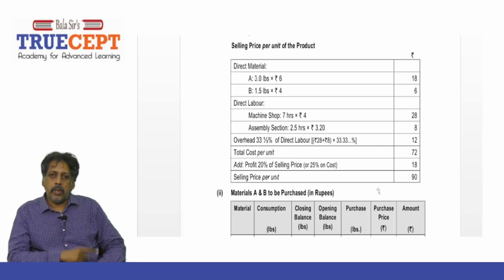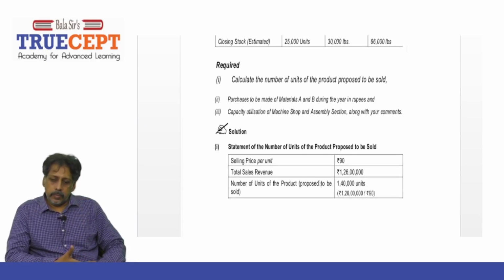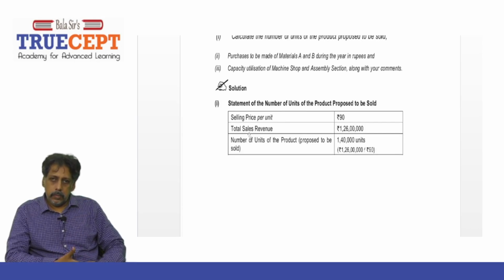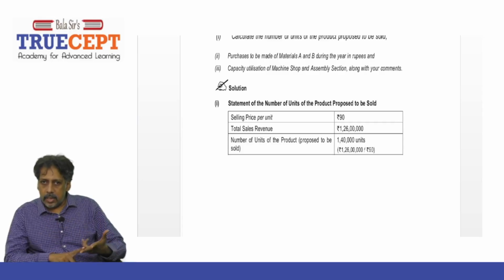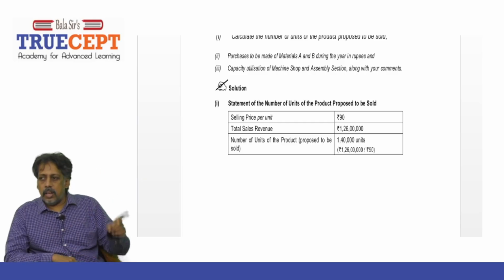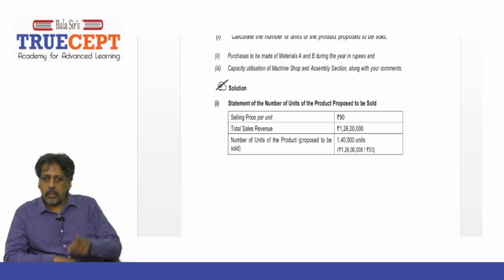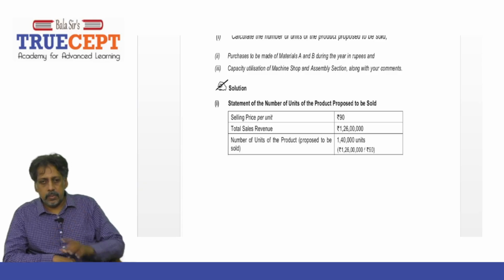90 rupees a unit. Now she will read that part. So selling price per unit is 90 rupees. Total sales revenue is 126 lakh. Therefore, the number of units of product proposed to be sold is 1,40,000 units. That is, divide rupees 1 crore and 26 lakh, nothing but the 126 lakh, by rupees 90 per unit selling price, and that will give you the number of units to be sold in the year 2025, a budget year. Is that fine? Yes, sir.